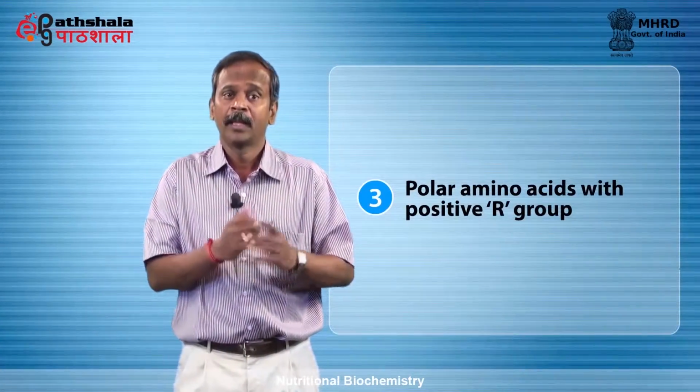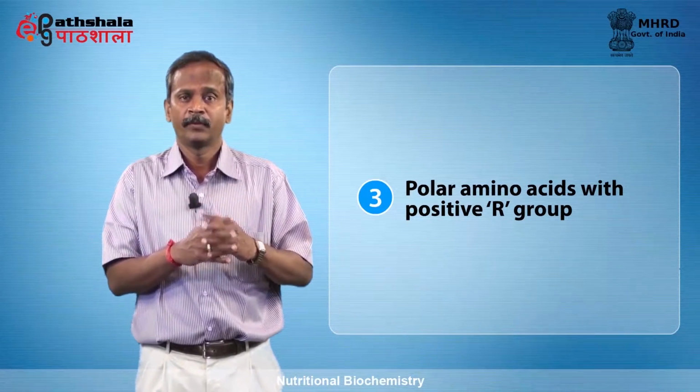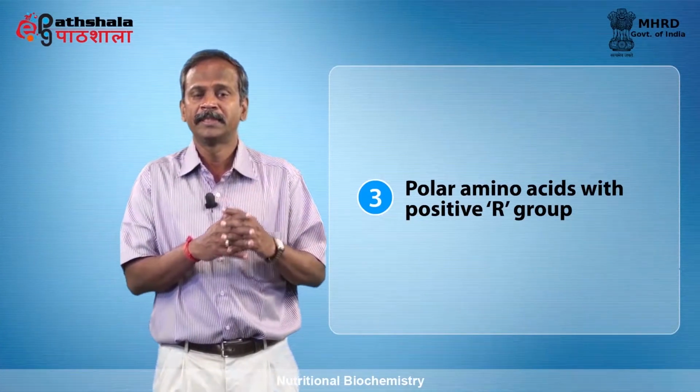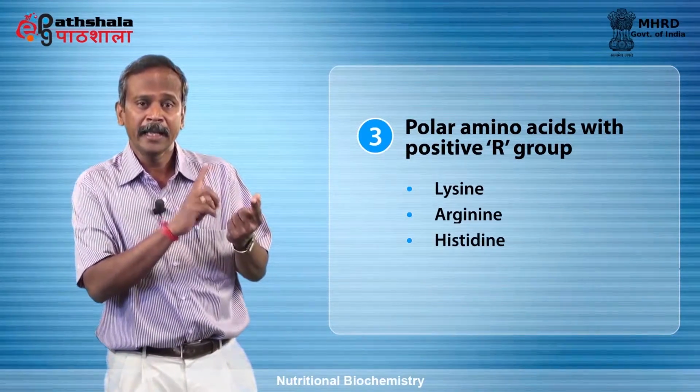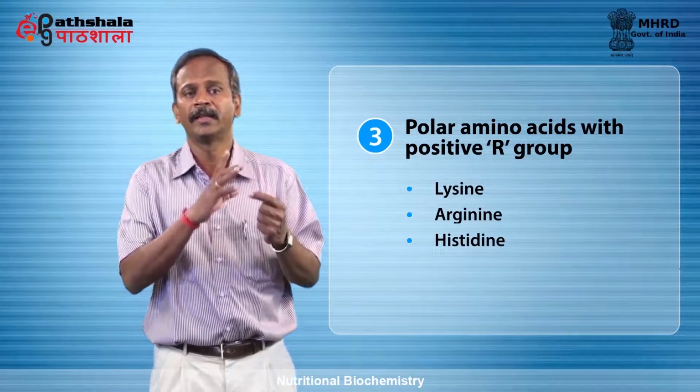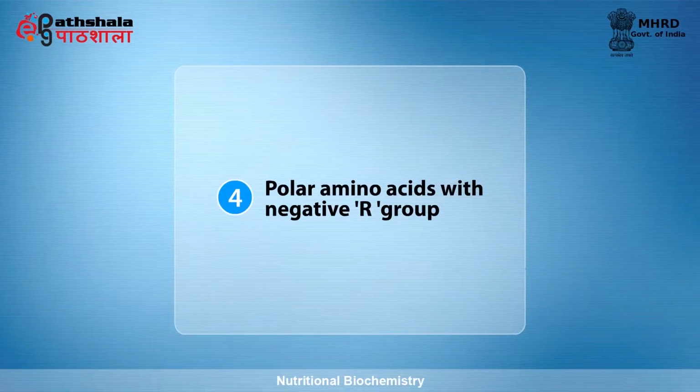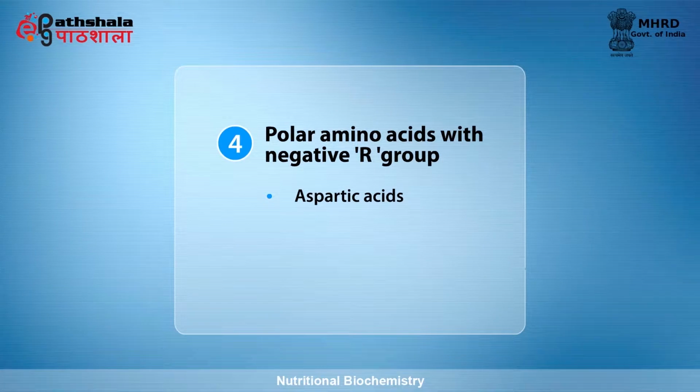Another one, polar amino acids with positive R group. The 3 amino acids lysine, arginine and histidine are included in this group. Next one, polar amino acids with negative R group. The dicarboxylic monoamino acids, particularly aspartic acid and glutamic acid, are considered in this group.